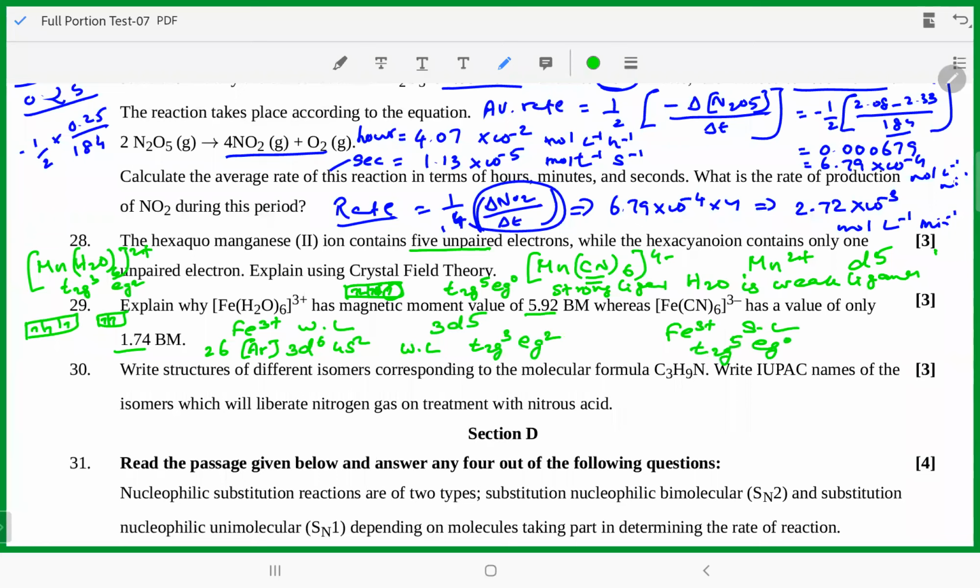When you are calculating the magnetic moment, what is the formula? Root of n into n plus 2, correct? In the first case you have 5 into 7, so 35. The root of 35 is 5 point something, that's why it becomes 5.92 Bohr magneton. Whereas when you have only one, it gives 1 into 3, so root 3 is 1.74 as the answer. Okay, clear?